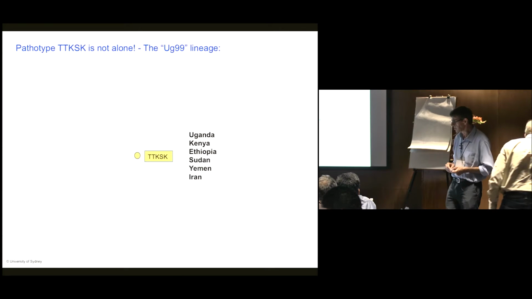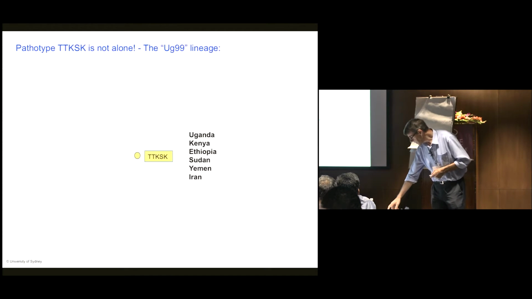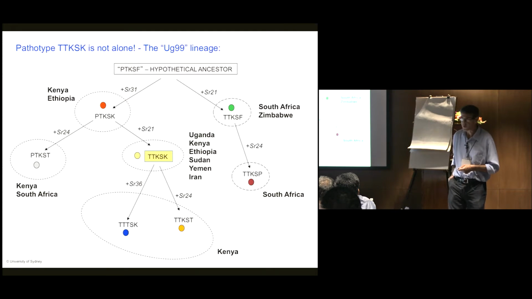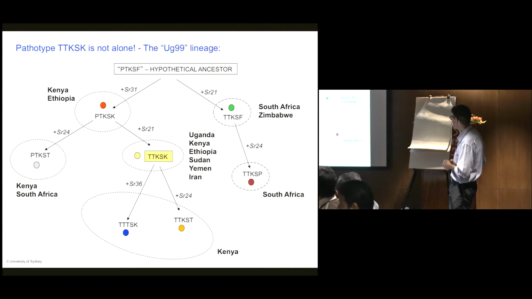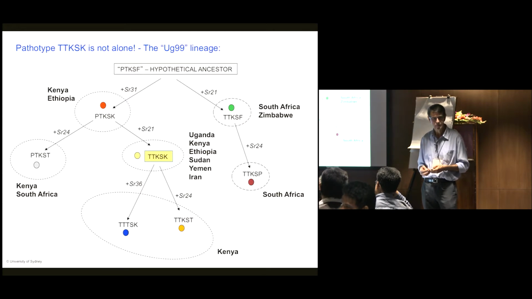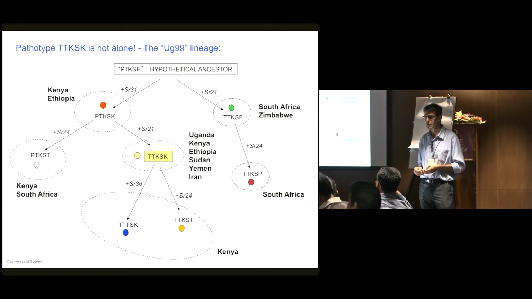Okay. Pathotype TTKSK is not alone. And this is where things get out of date a little bit. This was put together about 3 years ago, and there are now how many, Dave, Zach? Officially 8, but unofficially more. Okay, so 11. So how many have I got here? 1, 2, 3, 4, 5, 6, 7. These are all pathotypes that have been identified in the ug99 lineage. Here's the original isolate here, TTKSK. These are all variants that we believe have arisen through mutation, simple mutation in that lineage of the pathogen.